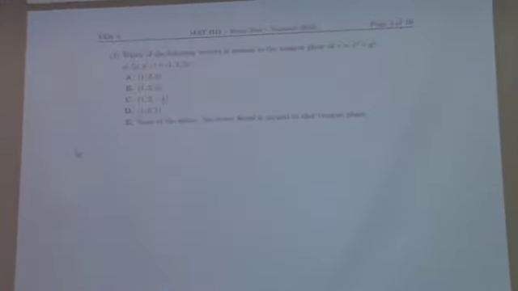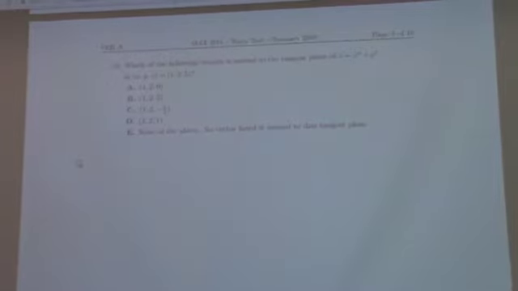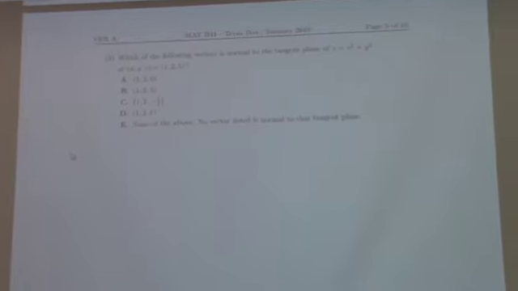This question asks, which of the following vectors is normal to the tangent plane of this graph that's described by the equation z equals x squared plus y squared. So how might you approach this? Just give me a brief idea of how to approach it. What in general is a way of finding a vector that's perpendicular to a surface like this? Yes, seeing no other volunteers, I'll take you.